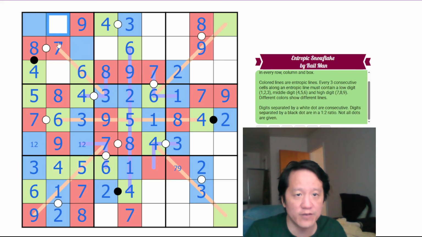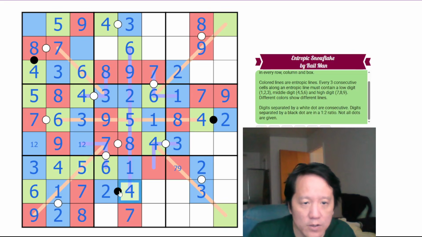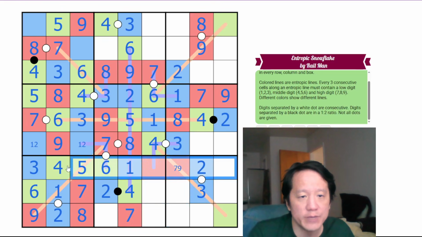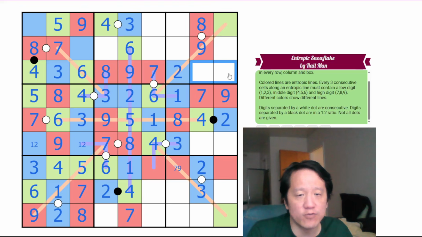We have the 3, 5 pair here. This can't be 3 because of 3 in the row. So this must be medium and 5. And this must be low and 3. Okay. Remaining digit in row 7 has to be a high digit. We have 1 and 5 remaining in row 3.